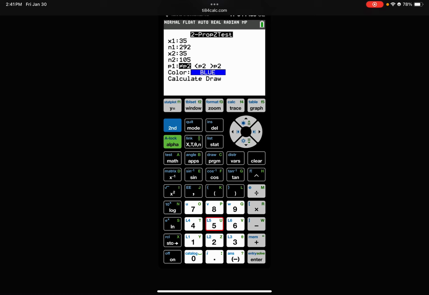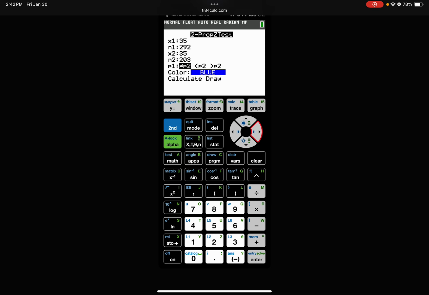That's 35. And N2, that's the sample size from the truck drivers, which is 203. We want to make sure that we have chosen the correct type of test. In this case, this is a two-tailed test, so we want to make sure we have it set to not equal to P2, so that's good. And then at that point, again, you can go down to either calculate or draw. All we really need from this is the test statistic and the p-value. Those are the 2 things that we're most interested in finding.